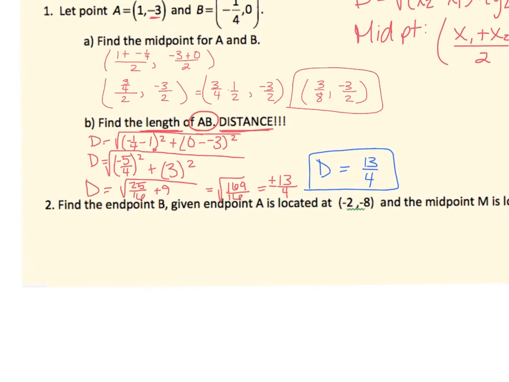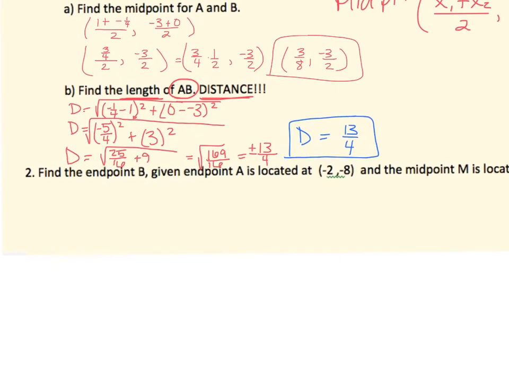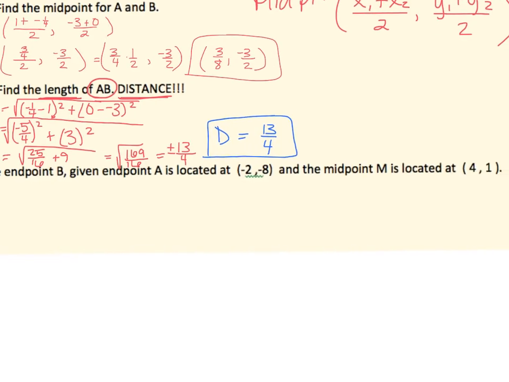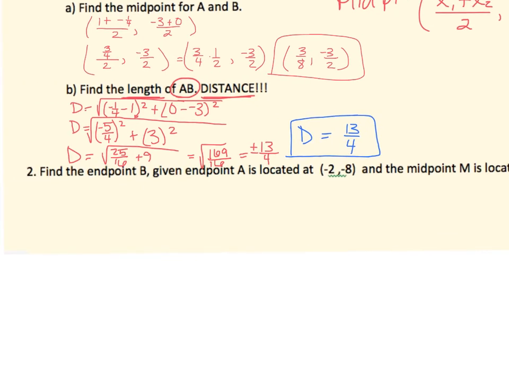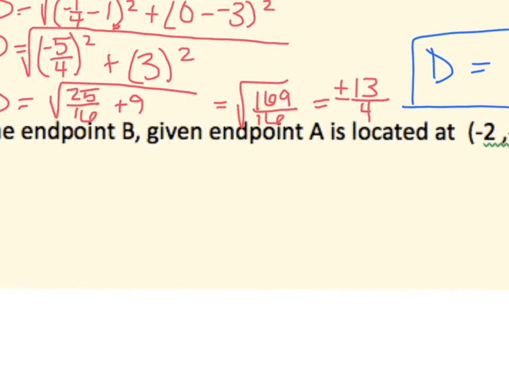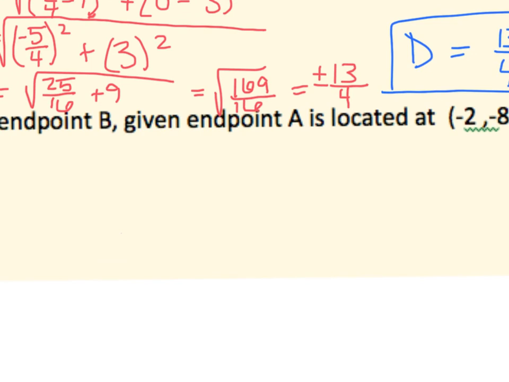So in number 2, we are given the 2 points, we want to find an endpoint. Given one endpoint is negative 2, negative 8, and the midpoint is located at 4, 1. So we know what we're supposed to get, but we just need to find out what the other endpoint is. So I'm going to still follow the formula that we have, and just set it equal to what our answer should be.